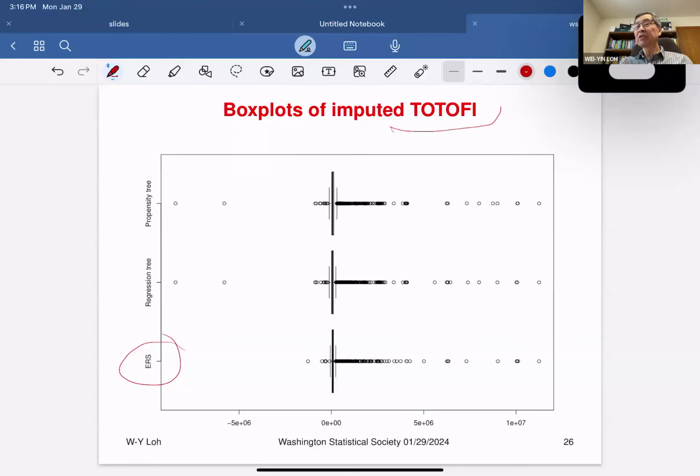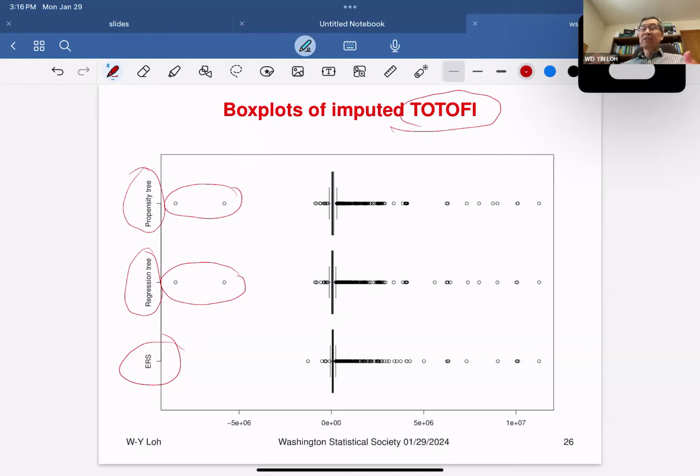This is our first variable, total off-farm income. TOT is total, OF is off-farm, I is income. So this is the regression tree, the GUIDE regression tree, and the propensity score tree. Surprisingly, we get 2. Actually, it could be more than 2, because sometimes if there's more than 1, I'm using R here to draw it, and it just gets overprinted. It doesn't show how many there are, but there are at least 2 that are very negative. That means these are people whose total off-farm income is actually a loss, right? They actually have a loss.